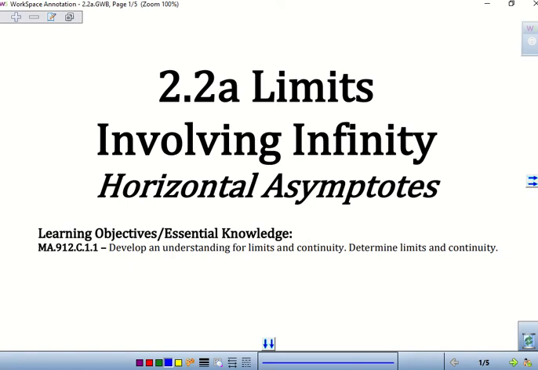So today we're going to be doing 2.2a, which is limits involving infinity. And today specifically, we are doing horizontal asymptotes.